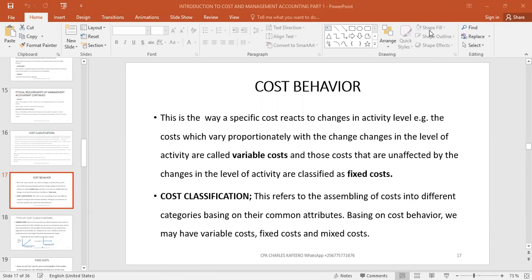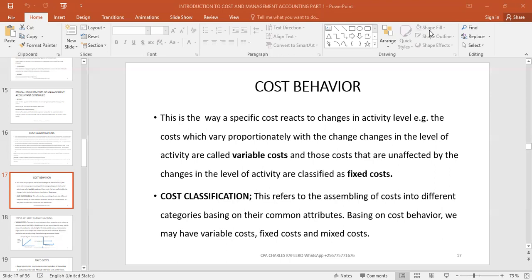Here we are trying to look at how costs are going to be behaving, especially when the level of output or level of activity changes. So here the most important aspects we are going to be handling are the variable costs, the fixed costs, and the mixed costs.